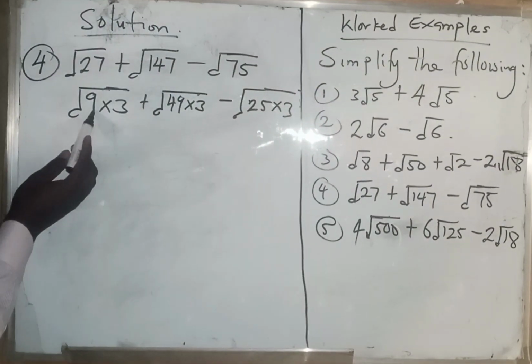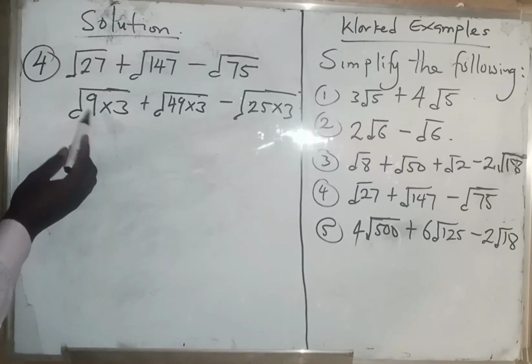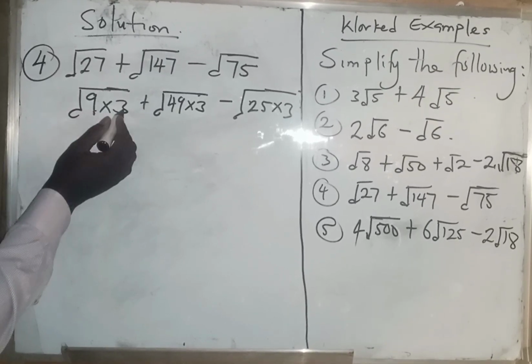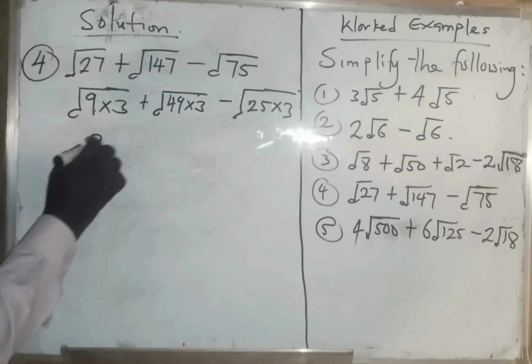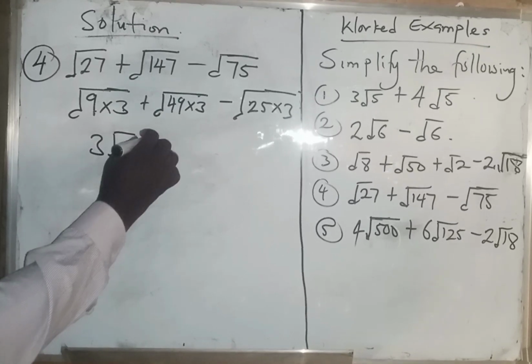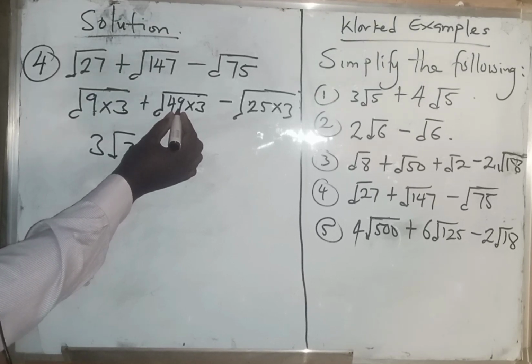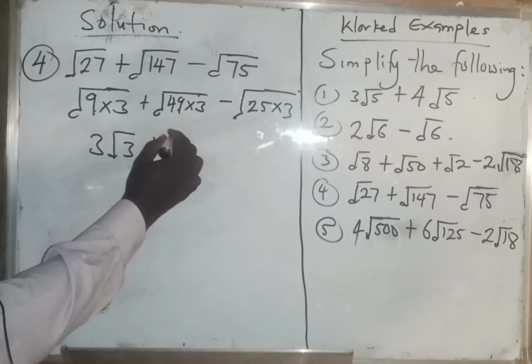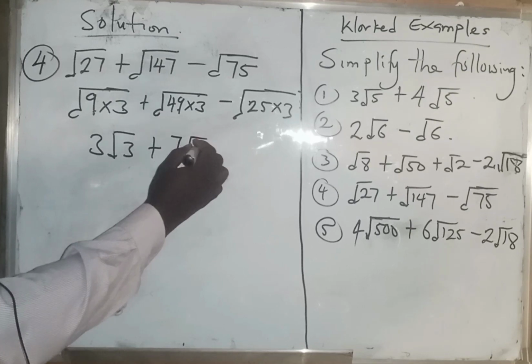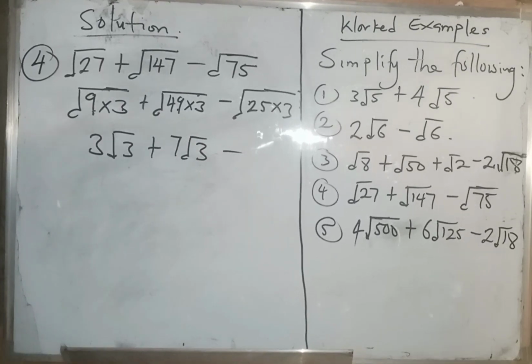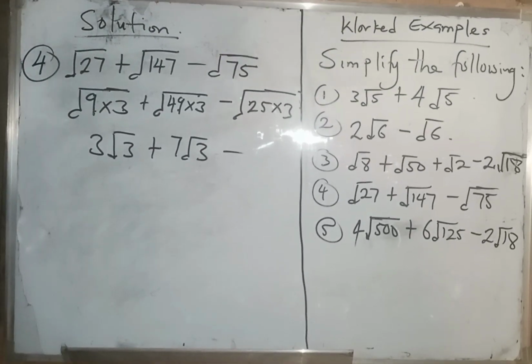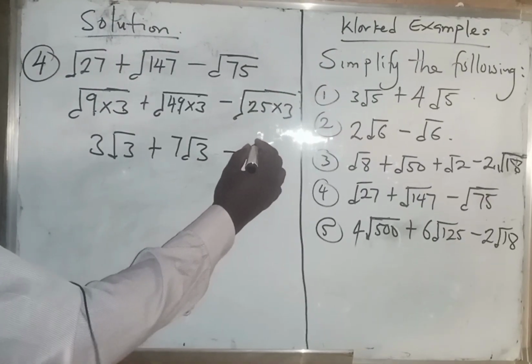Now root 9 is 3. So we have 3 root 3. So 3 root 3 here plus root 49 is 7. So it will be 7 root 3 minus root 25. And root 25 is 5. So that will give us 5 root 3.